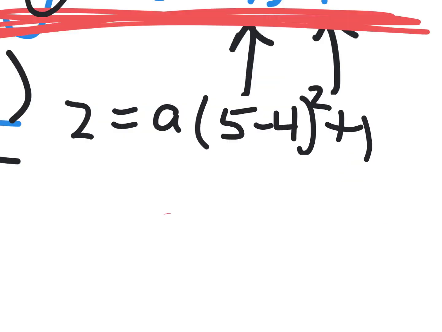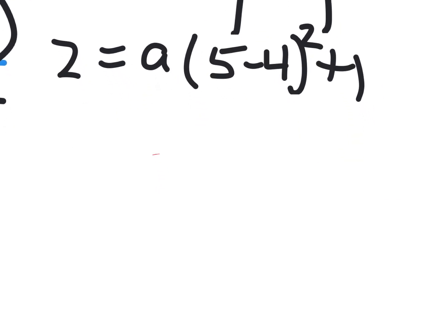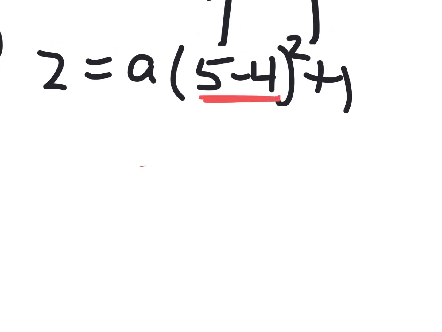And look at that. That's an equation that only has A in it. And that means I can solve it and figure out the stretch factor. I can figure out what A is. All right, so everybody do that right now. Just solve that. It's not that hard. Start here. What's 5 minus 4? 1. 1 squared is 1. Keep on going and solve it. Get A alone.